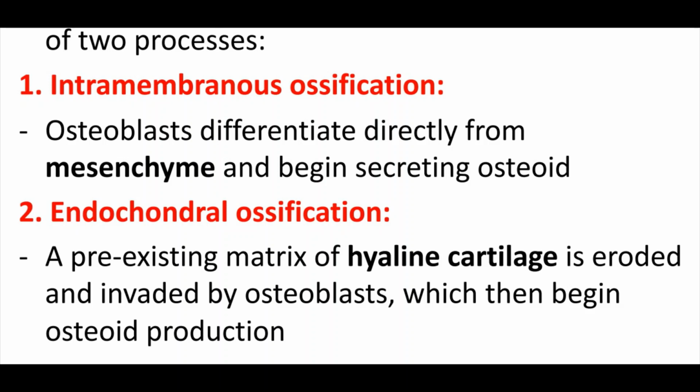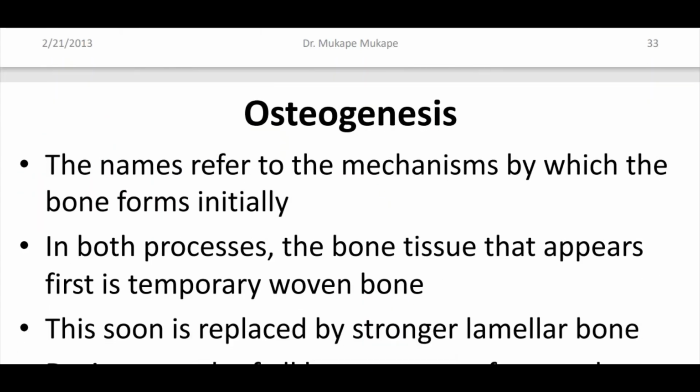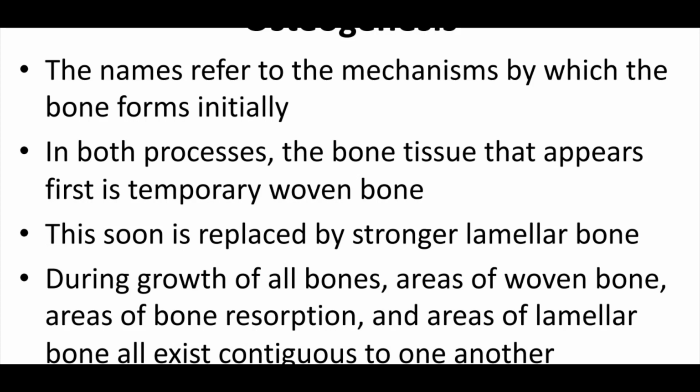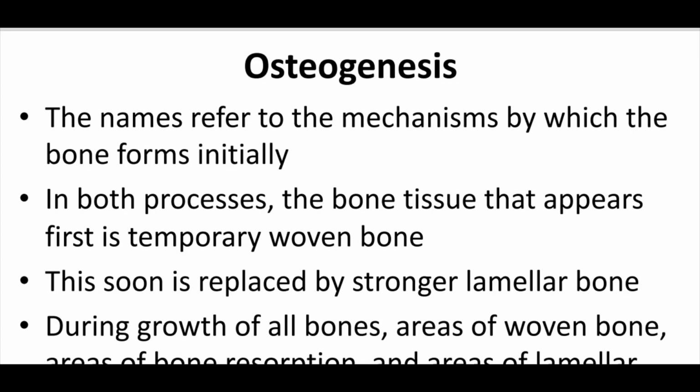Endochondral ossification is bone formation from hyaline cartilage. The chondrocytes are invaded by osteoblasts and then they begin osteoid production. Let's look at this in detail. The names refer to the mechanisms by which bone forms initially. That is what we call osteogenesis.